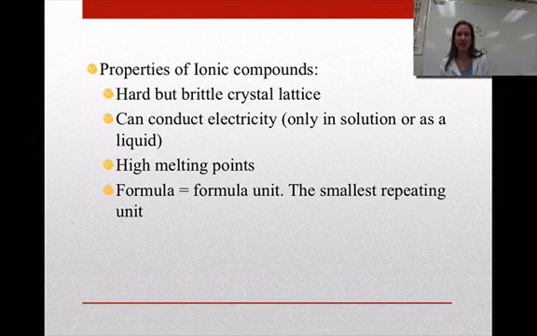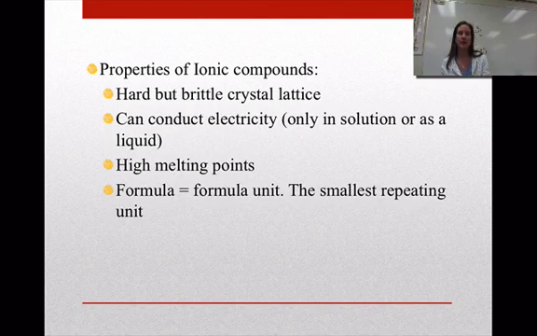Because of the crystal lattice structure, you can't really articulate exactly what's in this gigantic crystal. How we report the composition of the bonds is we give ionic compounds something called a formula unit.